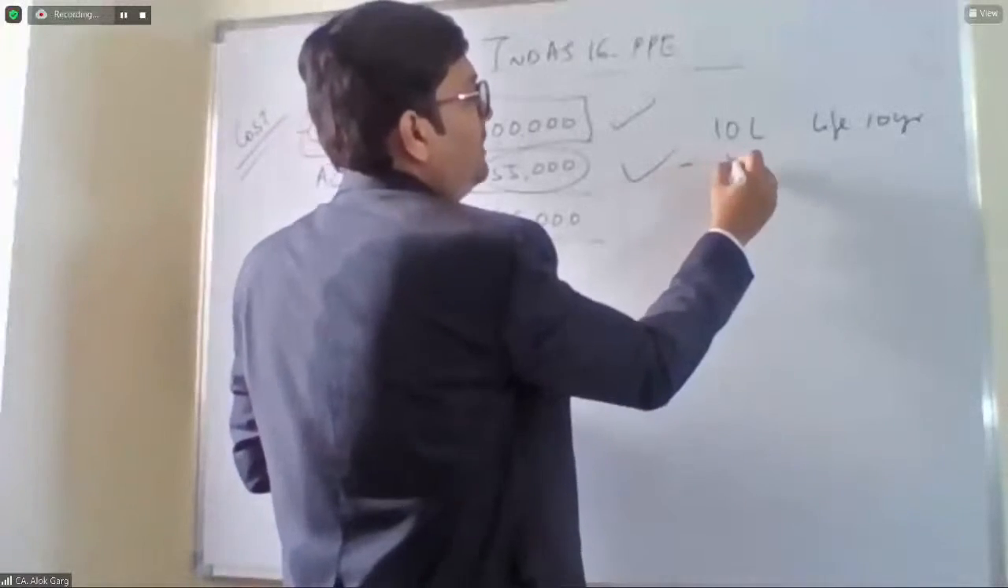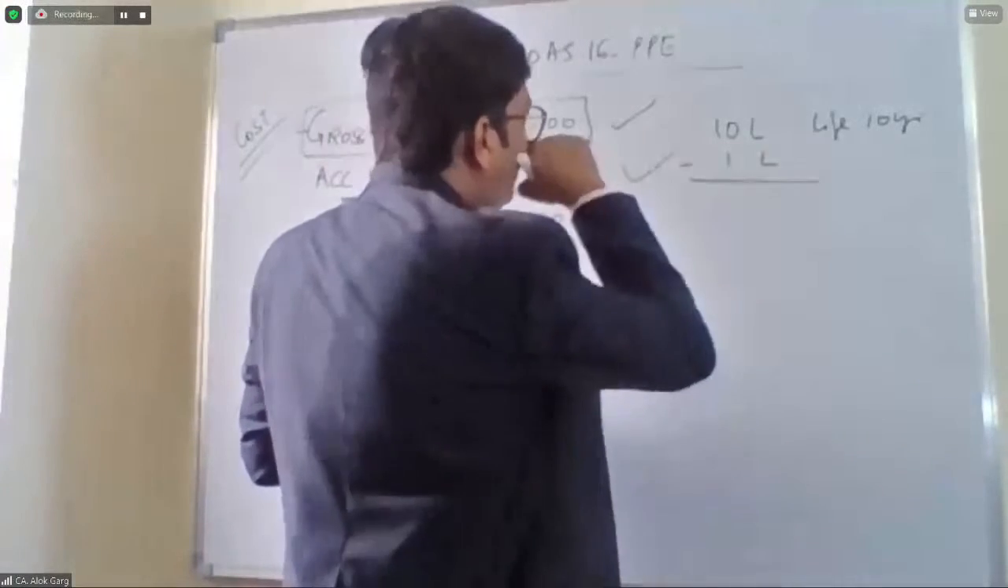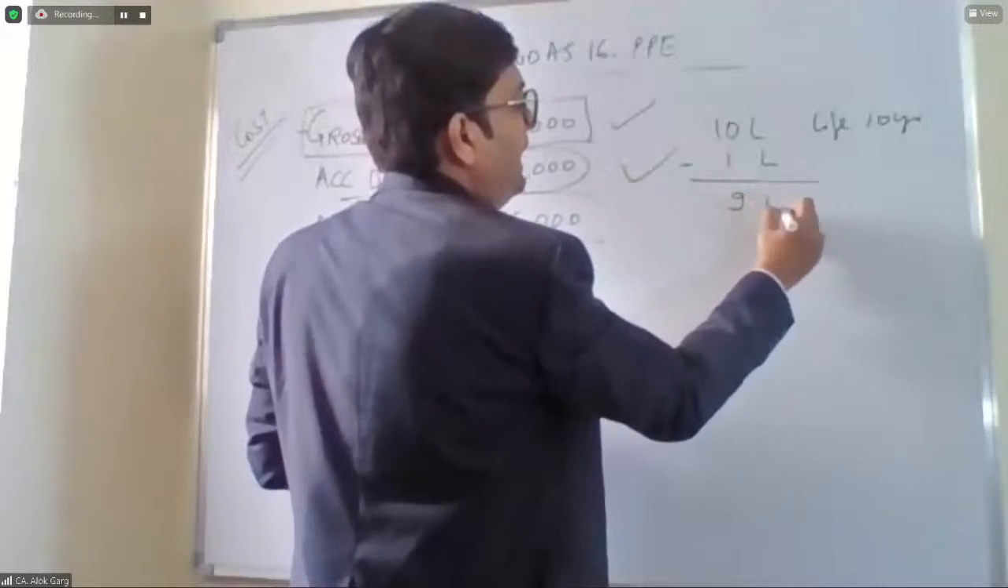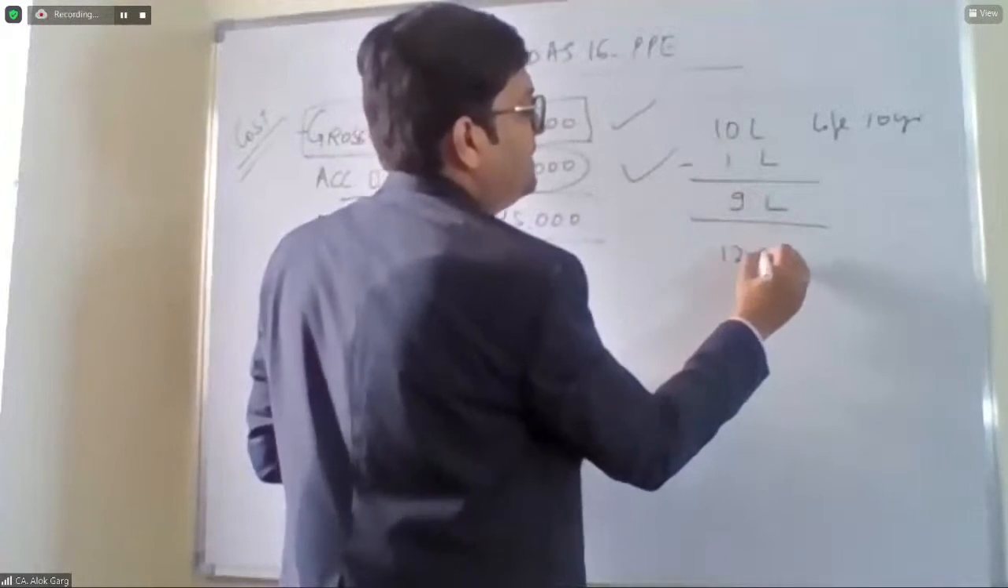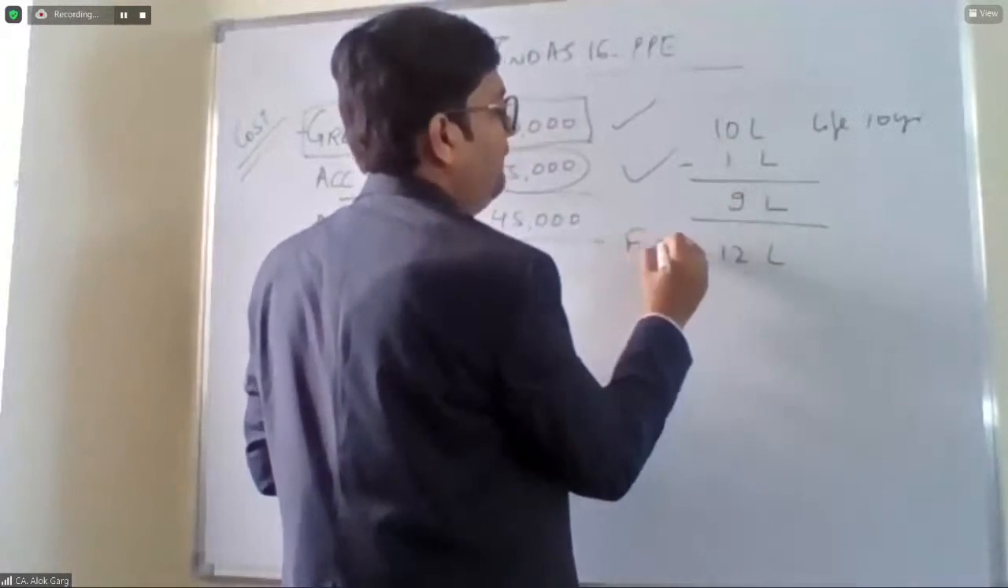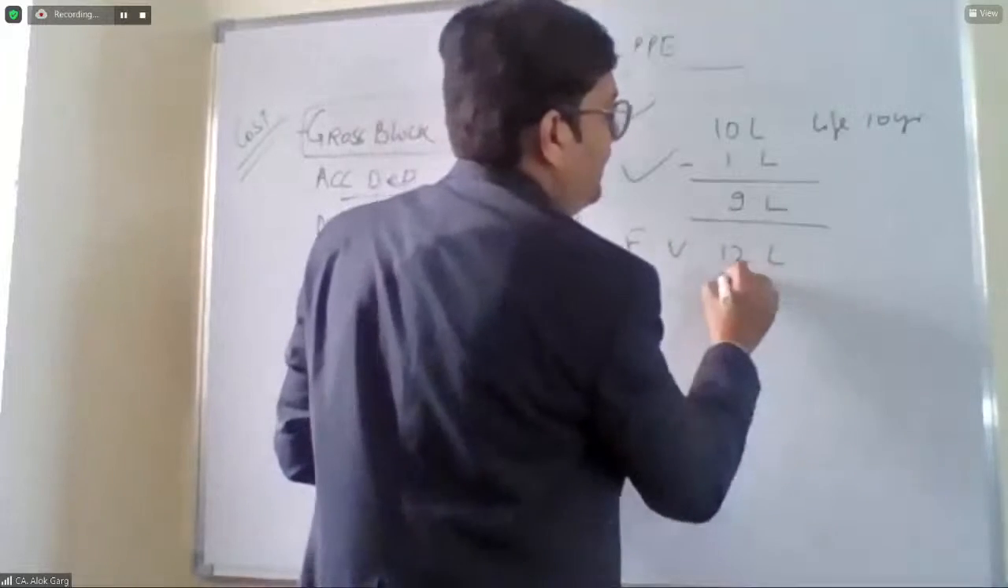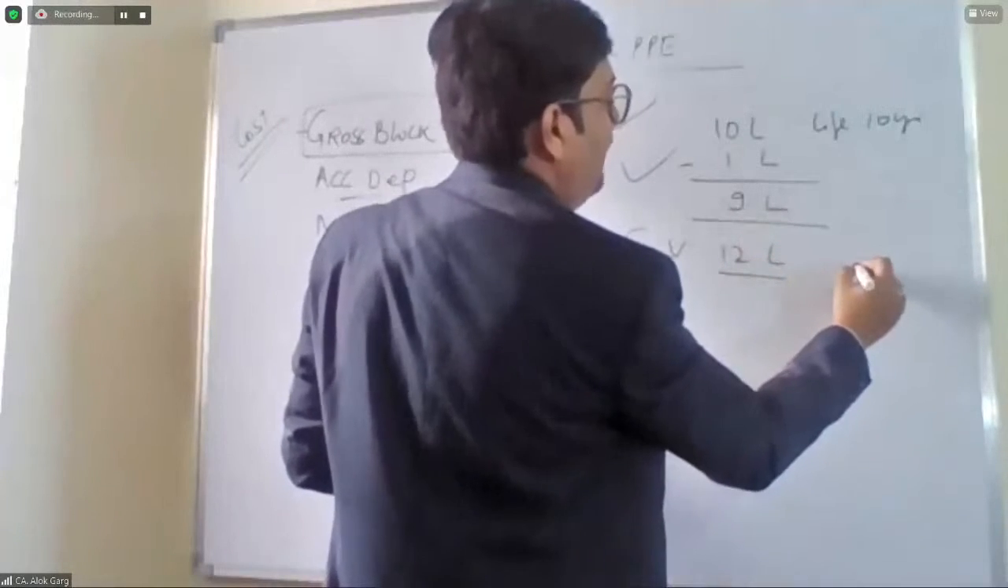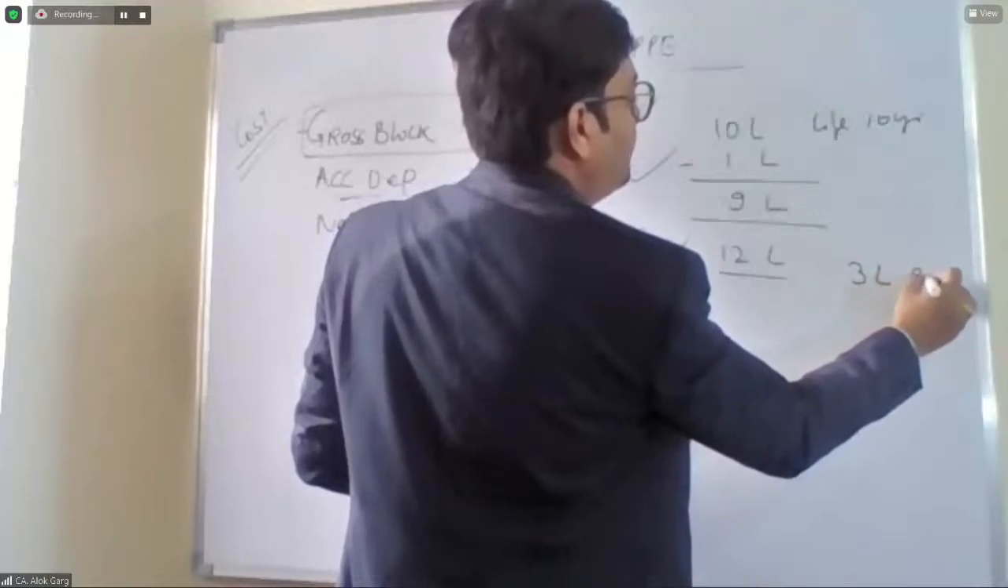Now, what is the depreciation at the end of first year? It is 1 lakh. Carrying value is 9 lakh, and 12 lakh is the revalued amount, the fair value. So what is the revaluation surplus? 12 minus 9. 3 lakh is the revaluation surplus.